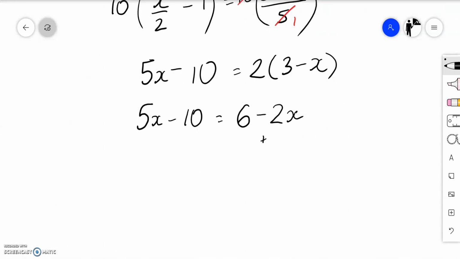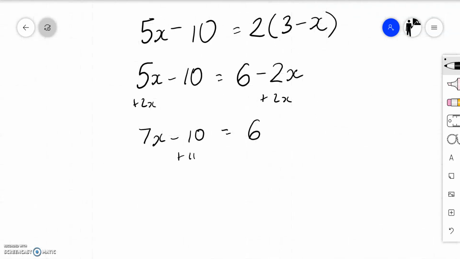We can add 2x to both sides. We've got 7x minus 10 is equal to 6. Adding 10 to both sides is going to give us 7x equals 16. And we can divide throughout by 7. And we'll get x is equal to 16 sevenths.